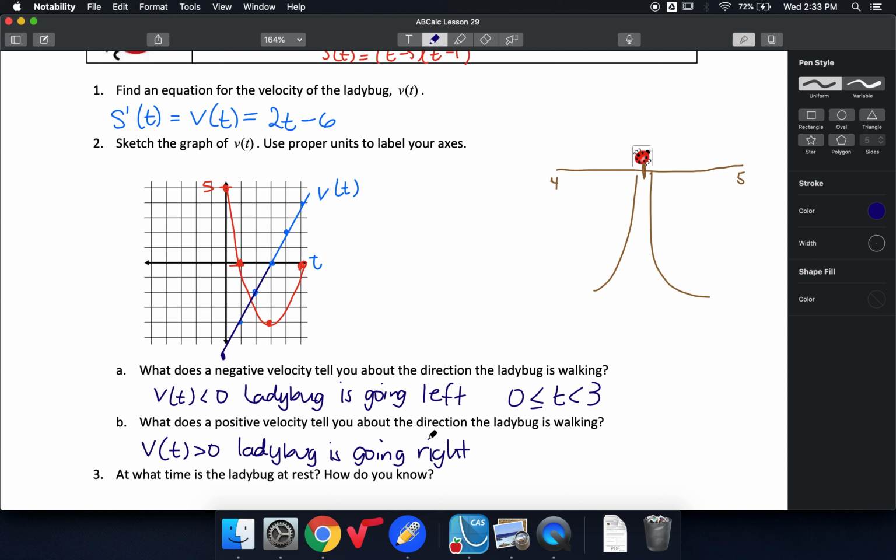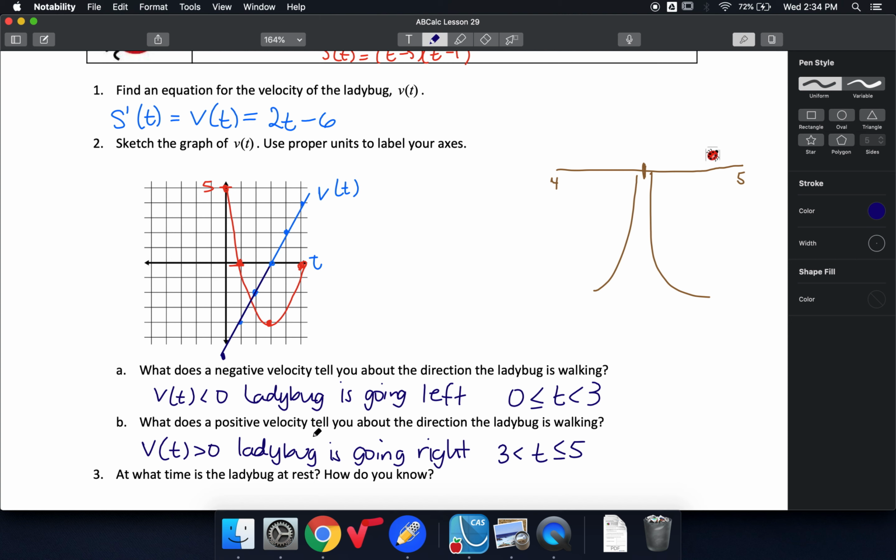I don't know where she is as she's going right, because remember, she was going to the right all in this area. So I don't actually know where she is in relation to the trunk because my velocity is positive. I just know she's moving towards the right. So that is for times 3 to 5.